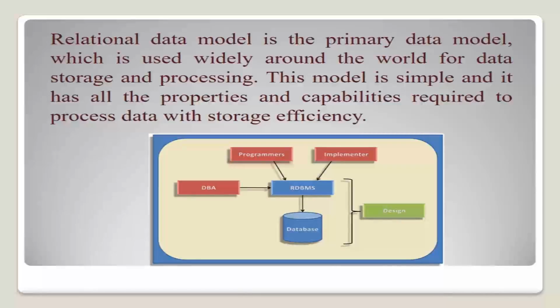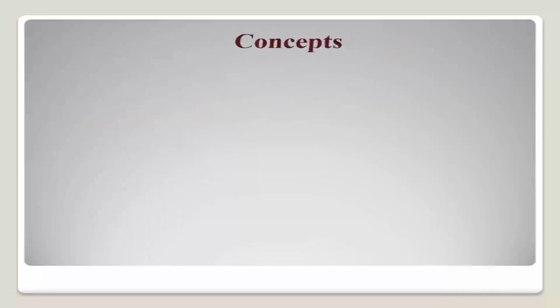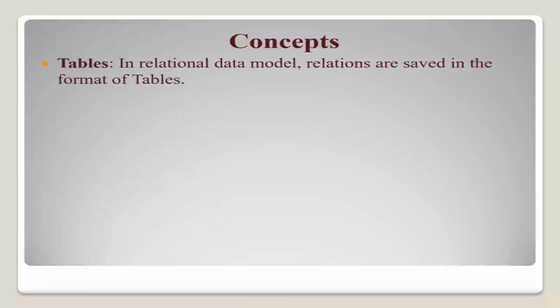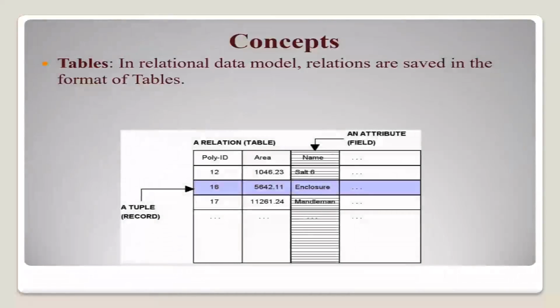There are some concepts which are used in RDBMS. First concept is tables. In relational data model, relations are saved in the format of tables. This format stores the relation among entities. A table has rows and columns, where rows represent records and the columns represent the attributes.